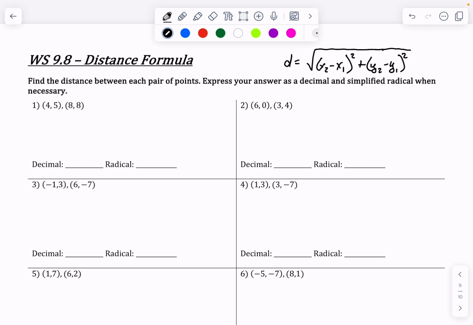Essentially, all you got to do, subtract the x's, square the result. Subtract the y's, square the results. Add those two numbers, then take the square root.